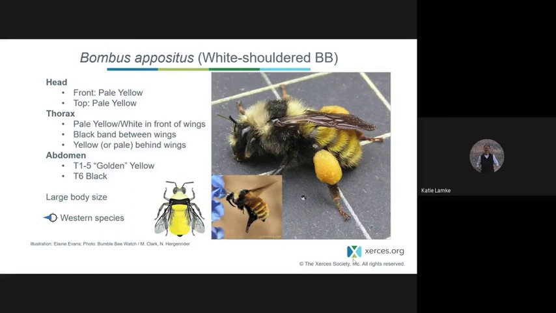And this one, right away when you look at it, you can see that there's two different shades of yellow on this bee. So the front of the face, the top of the head, and the thorax all have this pale yellow color, whereas the abdomen is made up of golden yellow or straw yellow. Relative to other bumblebees, this is a larger species, and again, this one will likely be found out west.